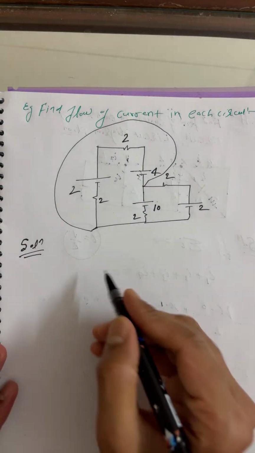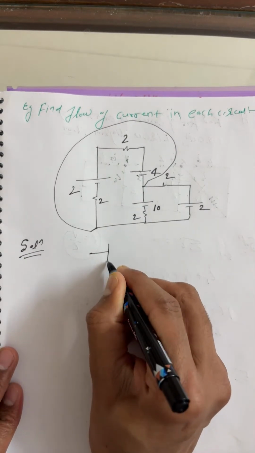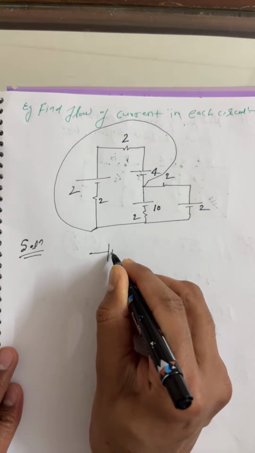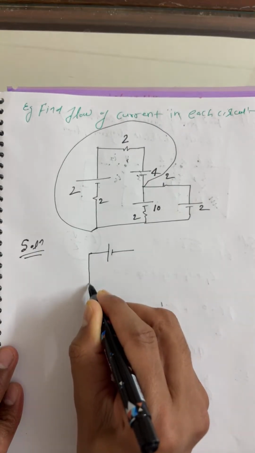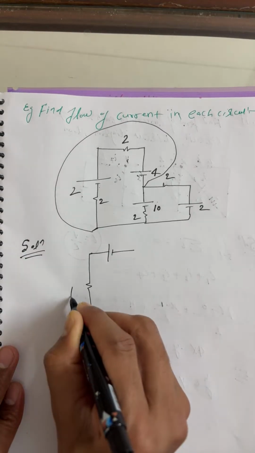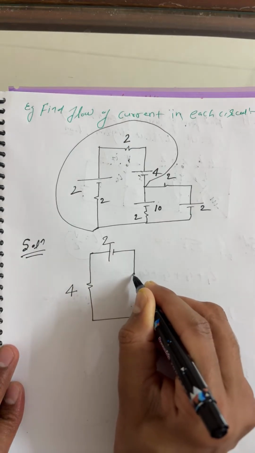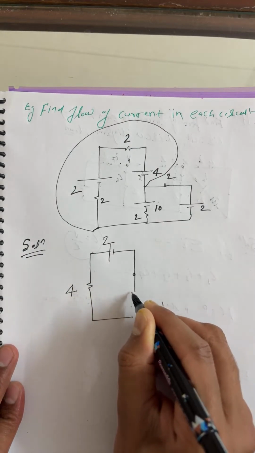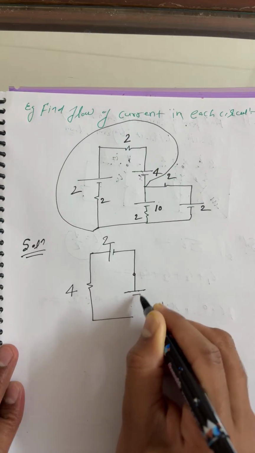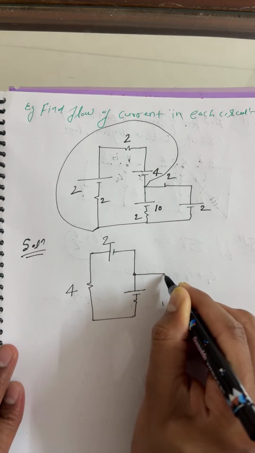So for this question, the potential difference of the battery is 2 volt, and the resistance for this entire wire is 4 ohm. This is 2, this is 4. Now, students, you can say this is the junction point. Literally, it's pretty easy to solve this question.